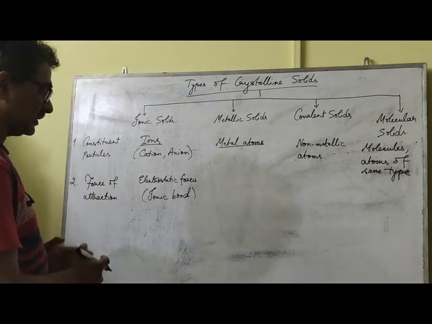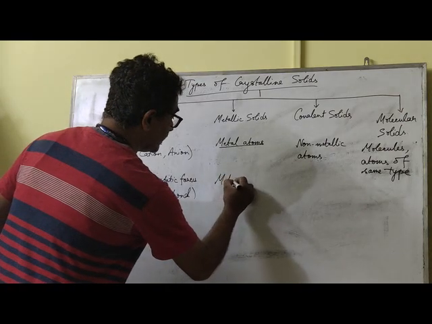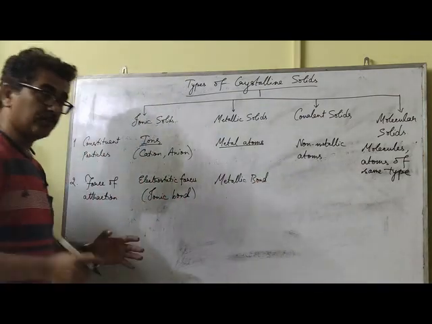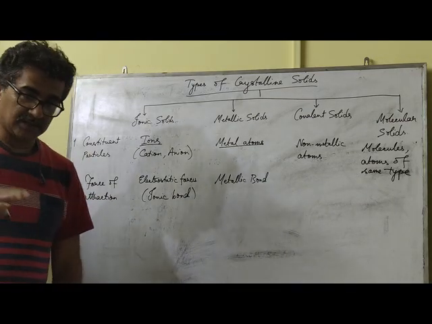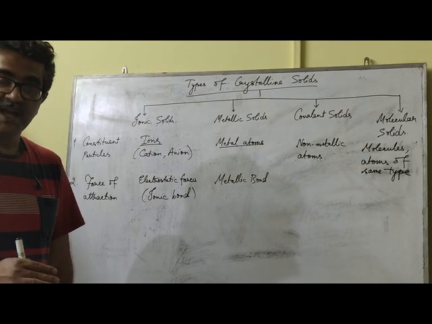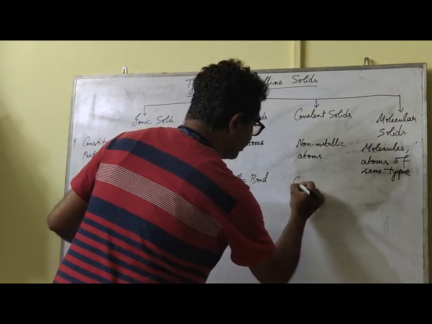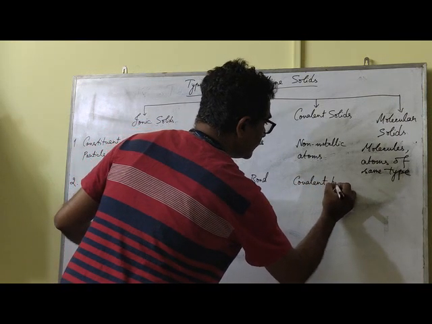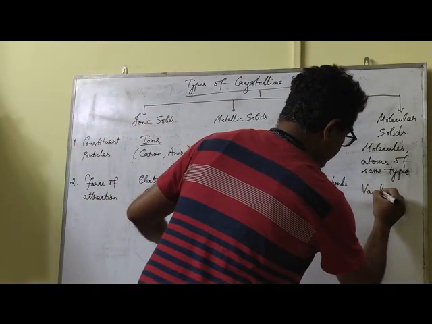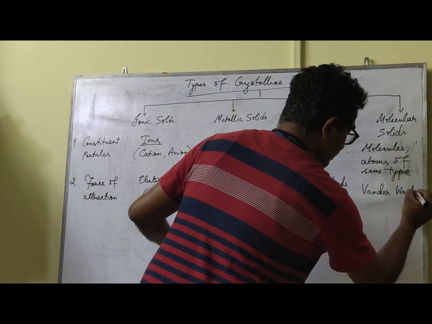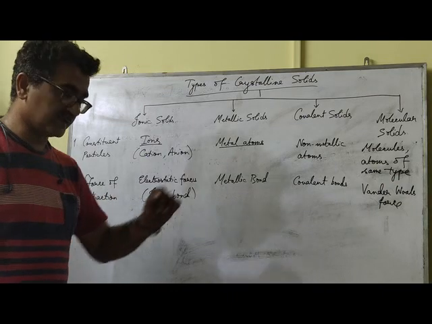For metallic solids, the force of attraction is metallic bond. You see, the metallic bond is a bond between the kernel and electron. I believe you have studied this in class 11. And for covalent solids, it's covalent bond. And for molecular solids, it's van der Waals force. All this you have already studied in class 11, the different type of forces in different type of solids.